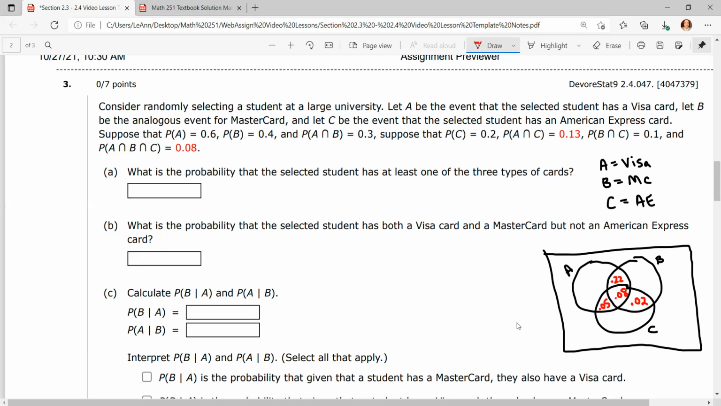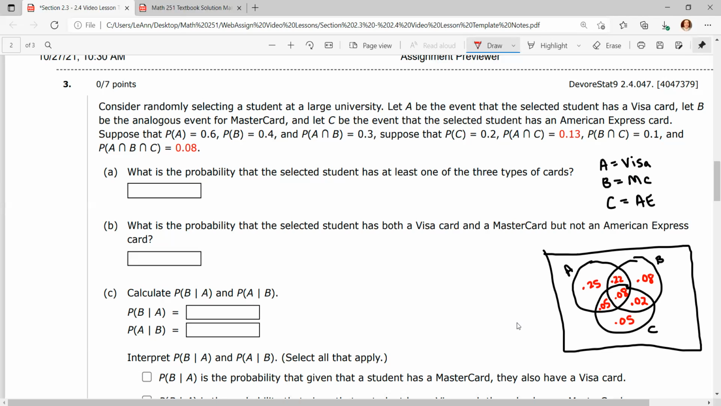Our A has to add up to 0.6. So we have 35. So that means that we're going to have 25 left over in this portion. Our B has to add up to 0.4. So we have 30 plus 2, that'd be 32. So that leaves me with 0.08. And then down here, C was 0.2. So the whole circle C. So that's 10, 15. So that's going to leave me with 0.05.